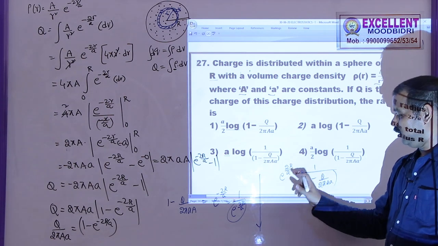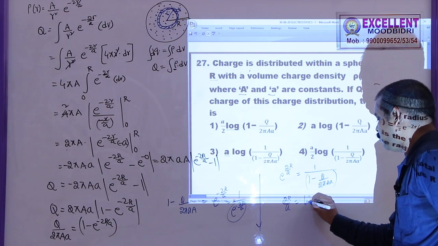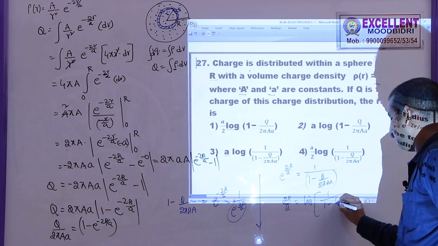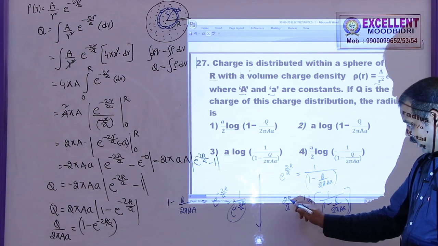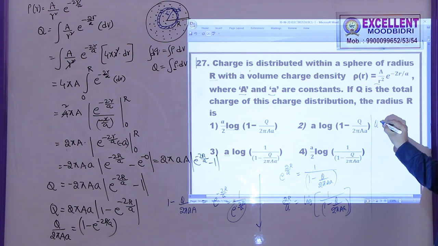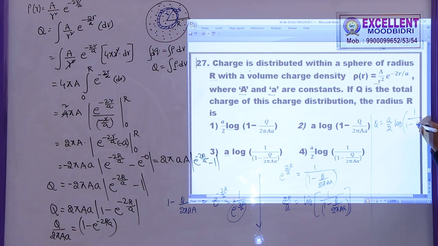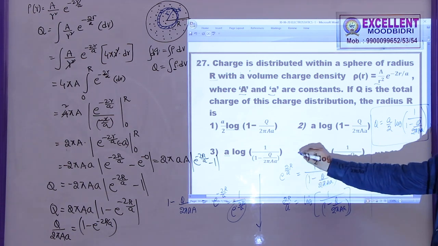As we want R, applying log on both sides, you will get 2R by a is equal to log of 1 by 1 minus Q by 2πAa. I want R, so this 2 by a will come here as a by 2. So the final answer is R is equal to a by 2 log of 1 by 1 minus Q by 2πAa. So this is the charge distribution in this sphere, and the correct option is a by 2 log 1 by this. So option 4 is correct.